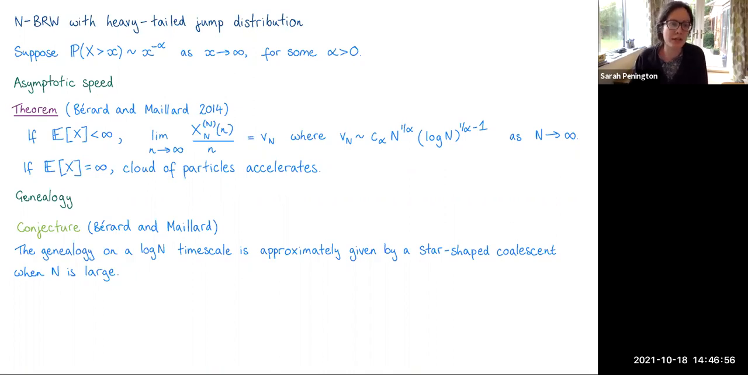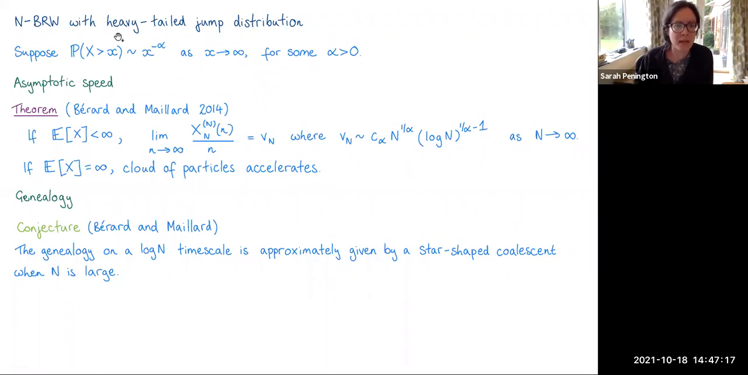And they also showed that if the mean of the jump distribution is infinite, then the cloud of particles actually accelerates. There is no asymptotic speed, and they showed some things about the long-term behavior of the cloud of particles moving to the right in that case.